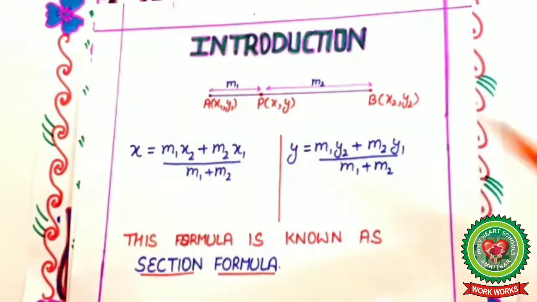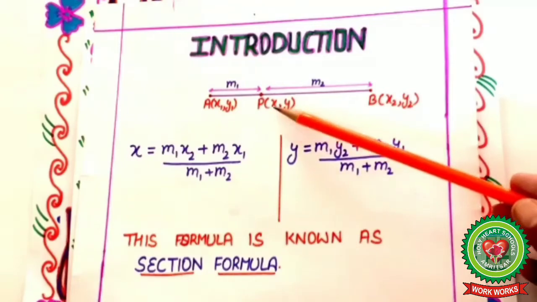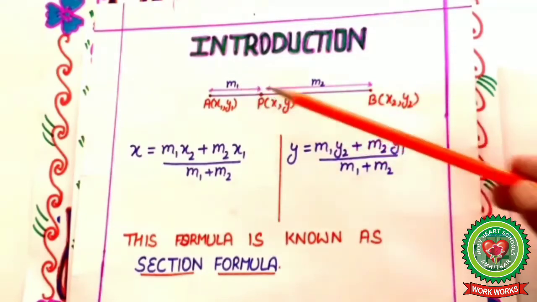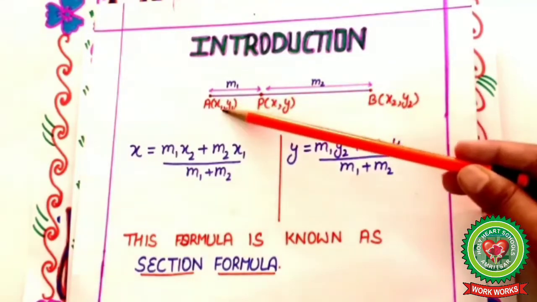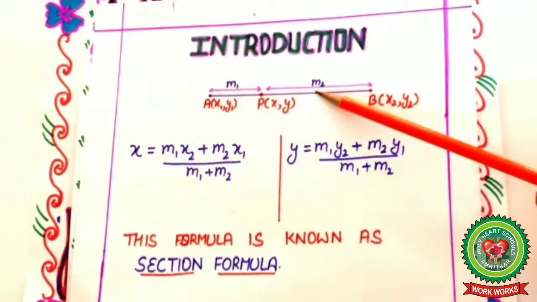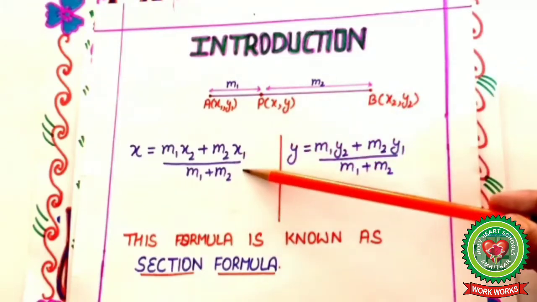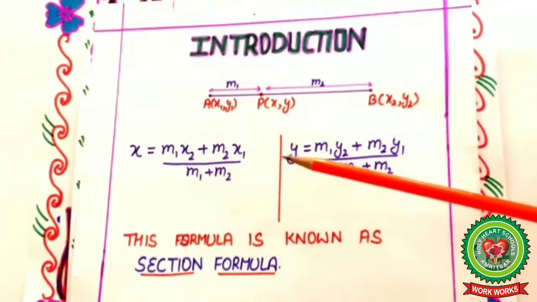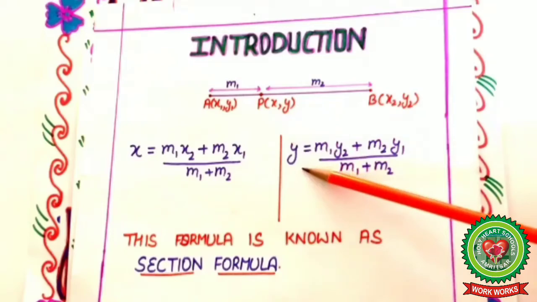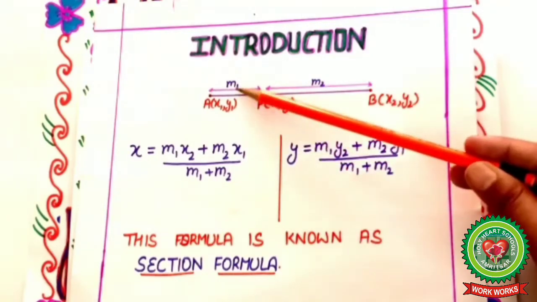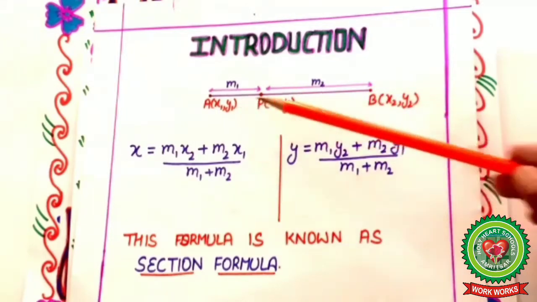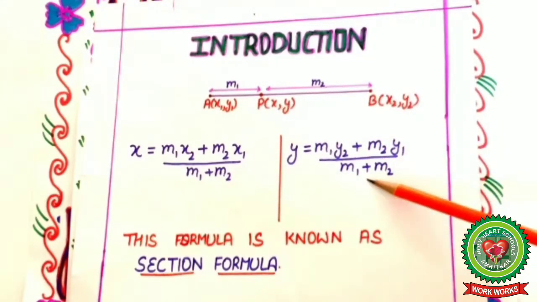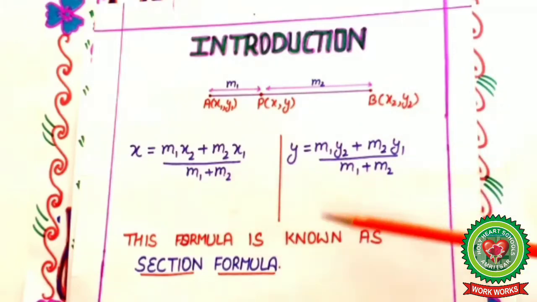So, to find the coordinate of x, the formula is m1 into x2 plus m2 into x1 upon m1 plus m2. This is the formula to find the value of x. And to find the value of y, the formula is m1 into y2 plus m2 into y1 upon m1 plus m2. So this formula is known as section formula.